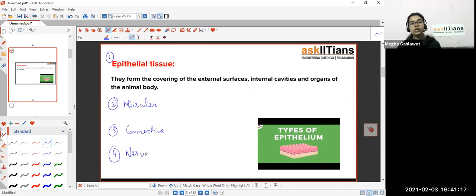Now see, according to the functions, animal tissues are divided into four major categories or classes. All these four classes serve major purposeful functions in a body so that the body can properly work in a synchronized manner, or in a rhythmic manner, or according to will in some cases.